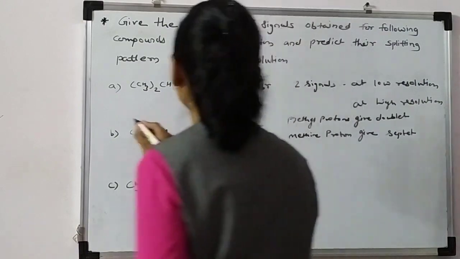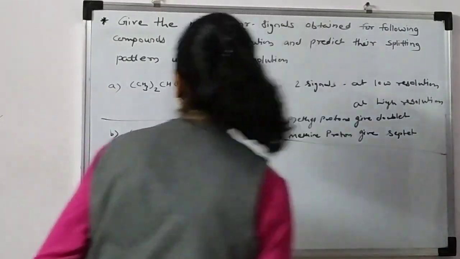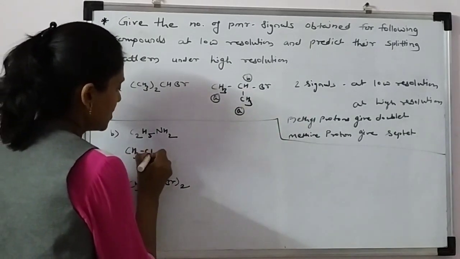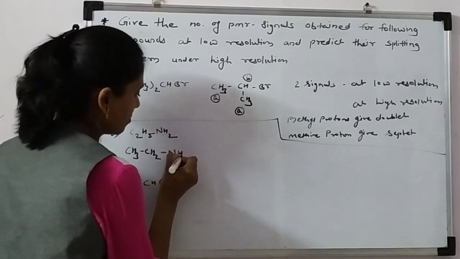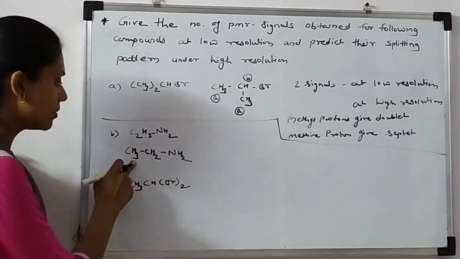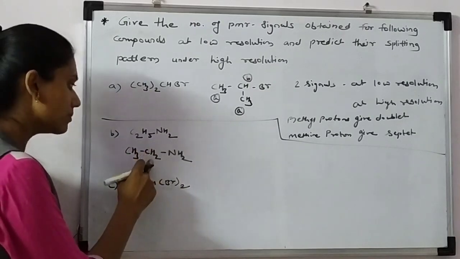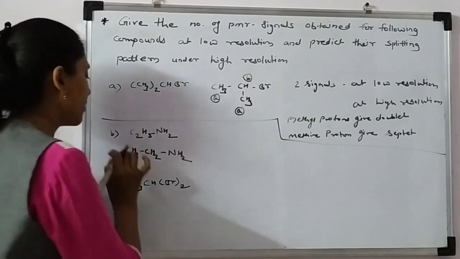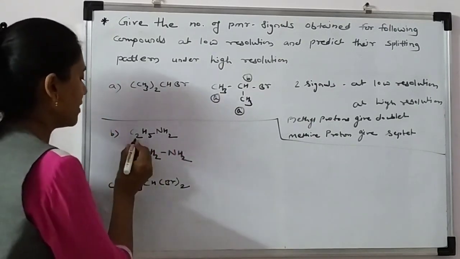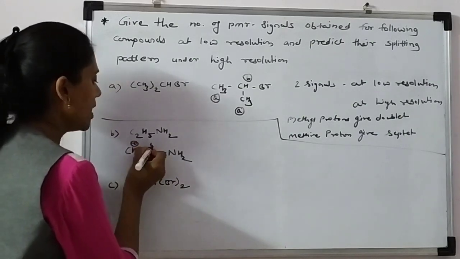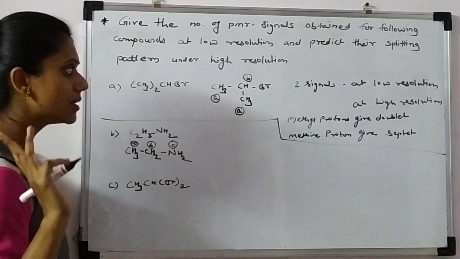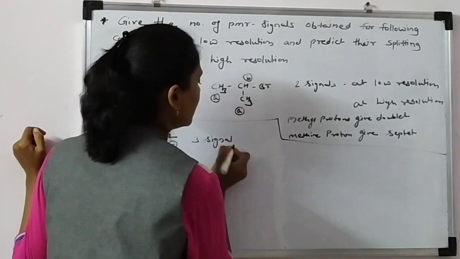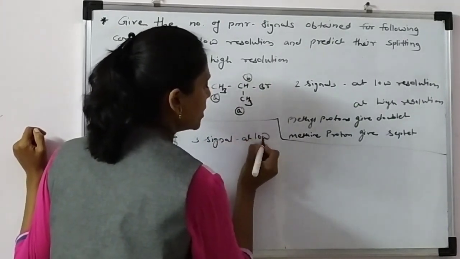Next one, C2H5NH2. I have written it like this: CH3CH2NH2. Here there is one methyl group, one methylene group and one amine group. That means each set of protons is different and has a different electronic environment. A, B, C. That means we obtain three signals here at low resolution.